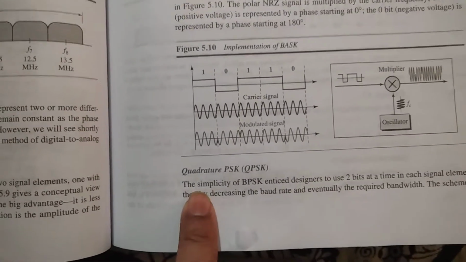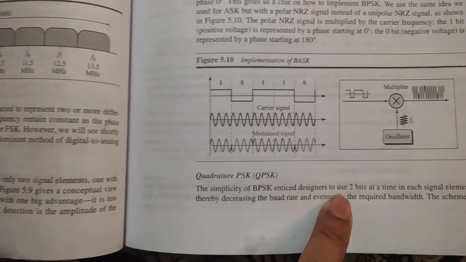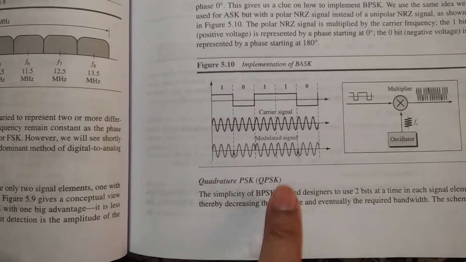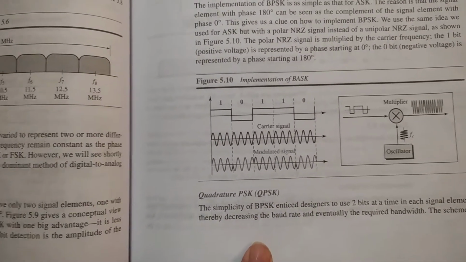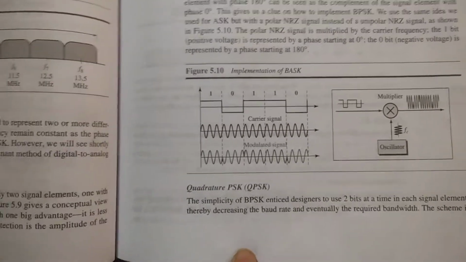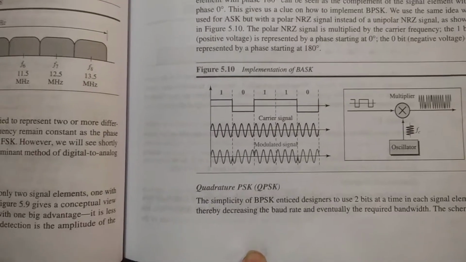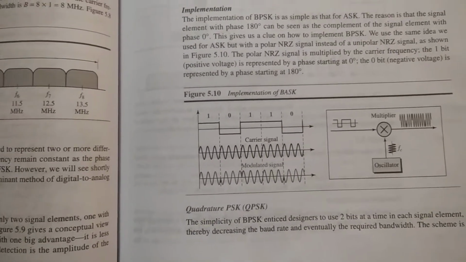So next comes quadrature phase shift key. That means we want to send 2 bits at a time, because we can send 1 bit in one signal element, 1 bit in 2 signal elements, like that. If you consider more signal elements, then more bandwidth will be required. So always we have to transmit more bits in fewer signal elements, that we have already discussed as the baud rate.